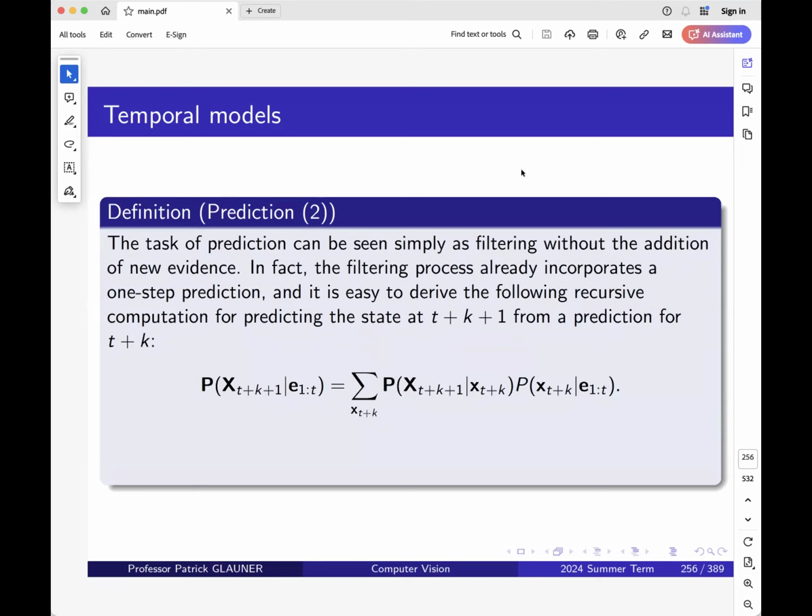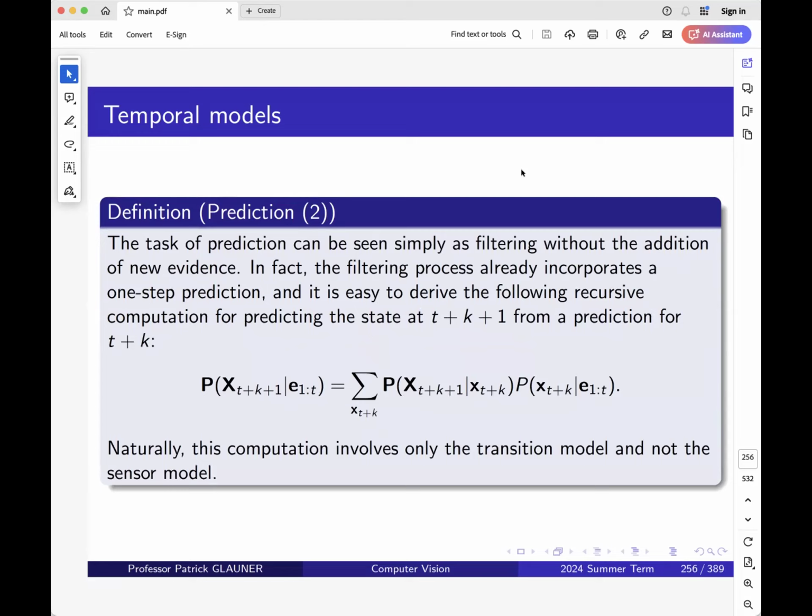This can be described with, again, very generic equations, which are derived again in the book. But what is key here is that we have the probability of x of t plus k plus 1, with k greater than 0. And we go through this at x of t plus k, and we are only including here the transition model, not the sensor model, because a sensor model would mean I have more evidence, which I don't.